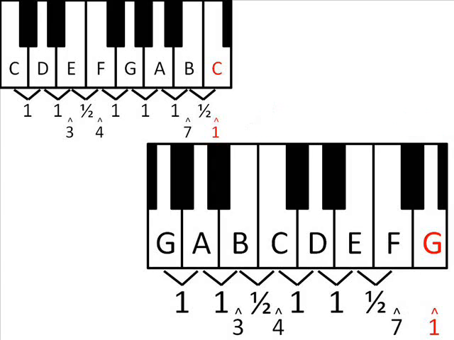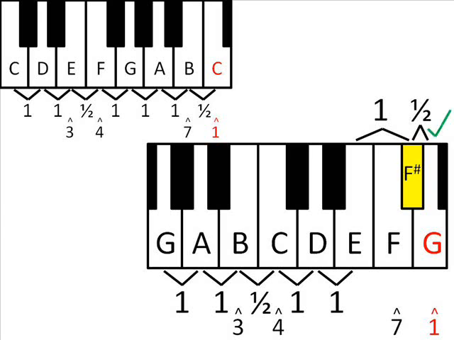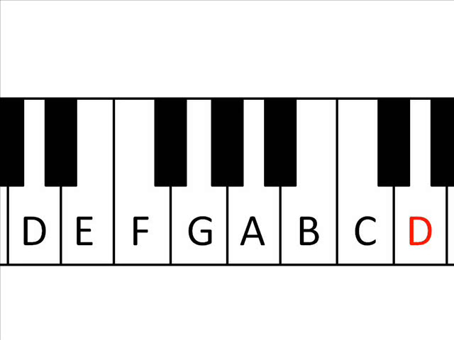Earlier we talked about raising notes, and so that's exactly what we're going to do with this F. We're going to replace the F with an F sharp. Now the interval between E and F sharp is a whole step, and the interval between F sharp and G is a half step. Now we have a major scale between G and G by replacing the F with an F sharp. Let's do another one.